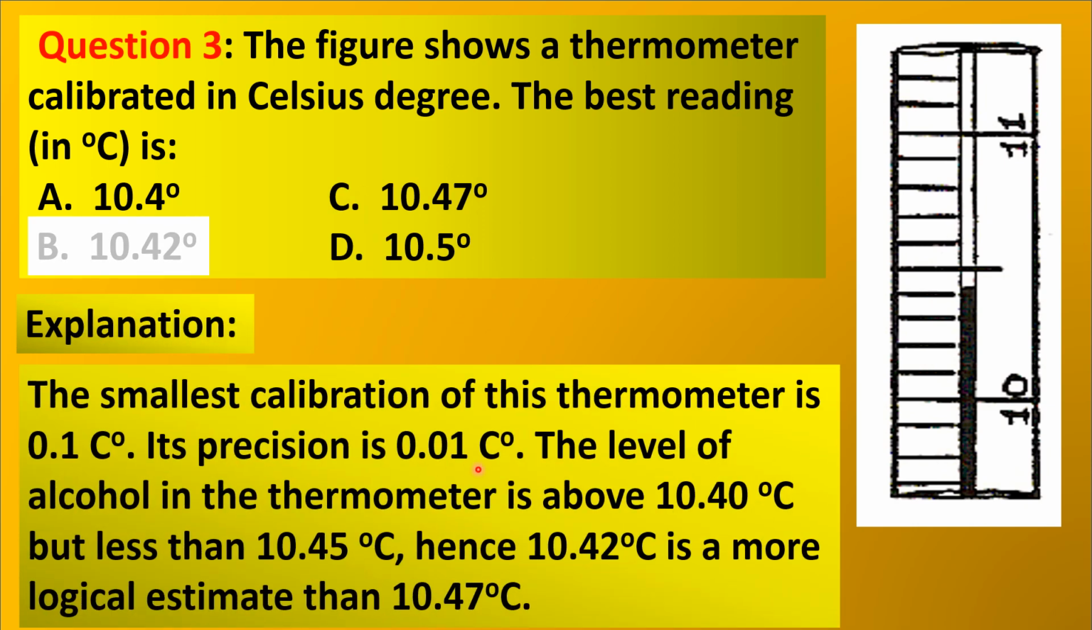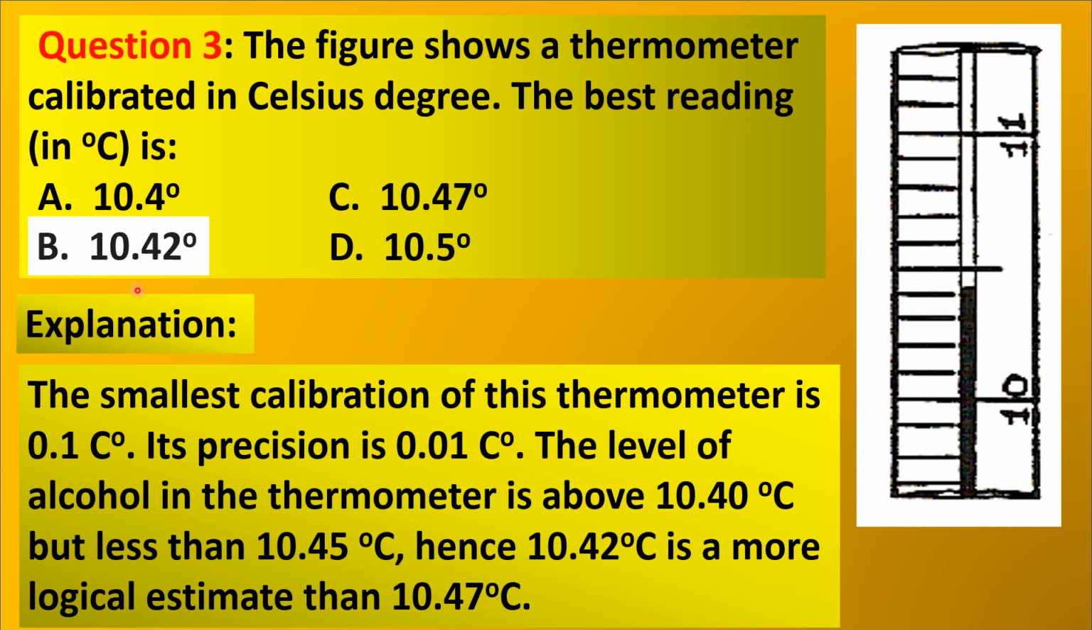The smallest calibration of this thermometer is 0.1 Celsius degree. Its precision, therefore, is 0.01 Celsius degree. And as shown in this drawing, the level of alcohol in the thermometer is above 10.40 degrees Celsius, but less than 10.45 degrees Celsius. Hence, 10.42 degrees Celsius is a more logical estimate than 10.47 degrees Celsius.